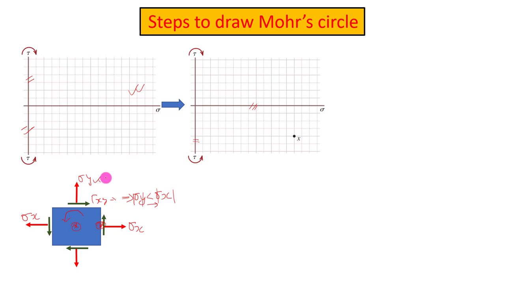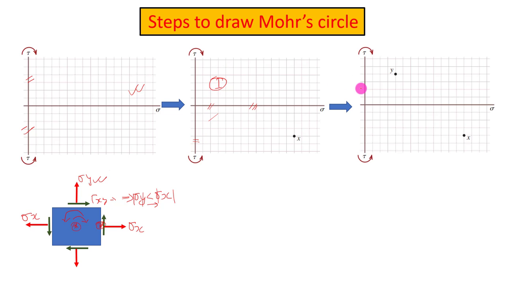Now here if we again look at this sigma y point, it is tensile in nature. It means it's going to lie in this part of the horizontal axis. And now this tau xy is creating a clockwise moment about the centroid. So this point will lie somewhere in the first quadrant. Okay, so if we plot this point, for these two orthogonal faces, we are going to get these two points x and y.